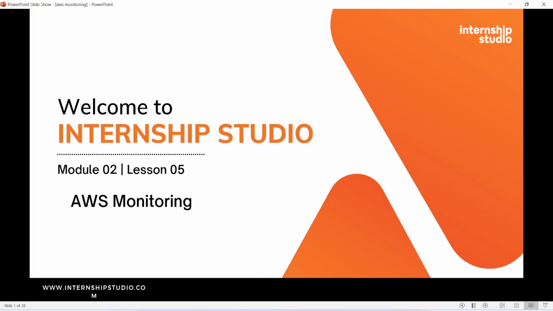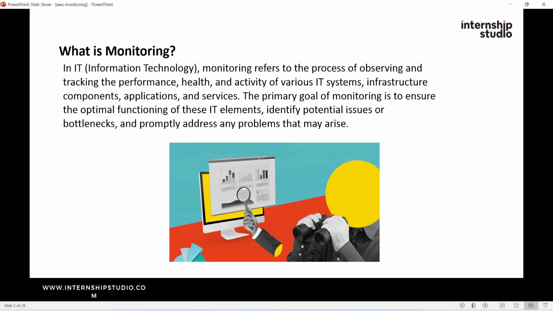So before going to the advanced topics, let's understand in generic terms what monitoring is. In the IT industry, information technology, monitoring refers to the process of observing and tracking the performance, health, and activity of various IT systems, infrastructure components, applications, and services. The primary goal of monitoring is to ensure the optimal functioning of these IT elements, identify potential issues or bottlenecks, and promptly address any problems that may arise. So this is a kind of generic definition.